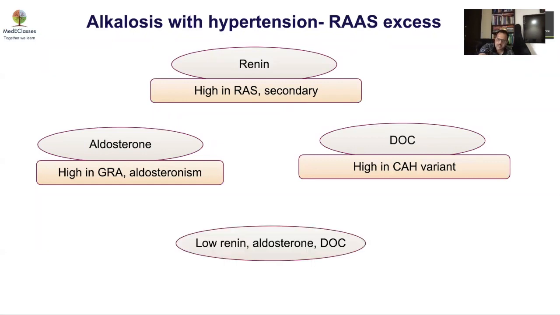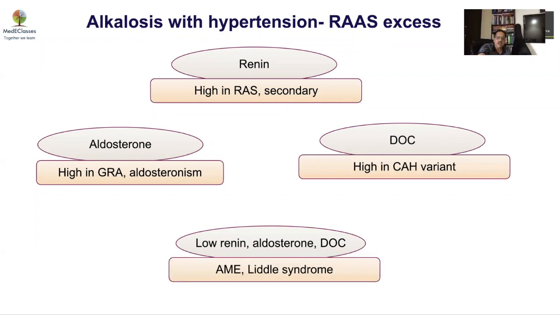If all the things are low, renin is low, aldosterone is low, DOC is low, it is either apparent mineralocorticoid excess syndrome or an epithelial sodium channel defect. These are more complicated issues which we won't discuss too much here. In this case, you can give a spironolactone trial.